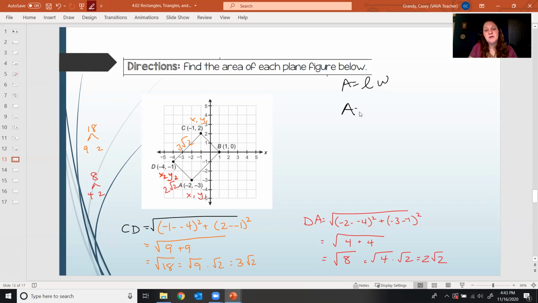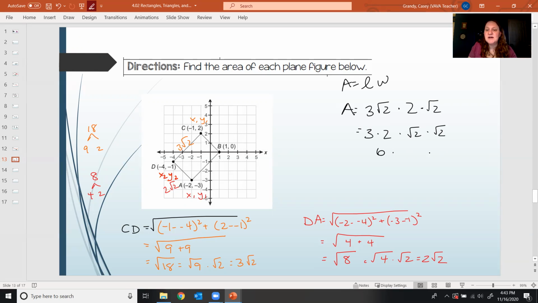So the area equals 3 root 2 times 2 root 2. And you can move these around if you need to because the multiplication allows you to do that. You could say, oh, well, this is 3 times 2 times root 2 times root 2. You don't have to do this step if you don't want to, but I recommend it.